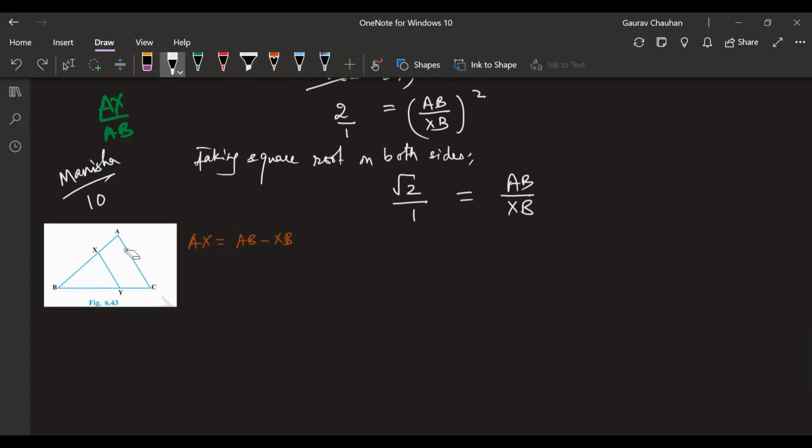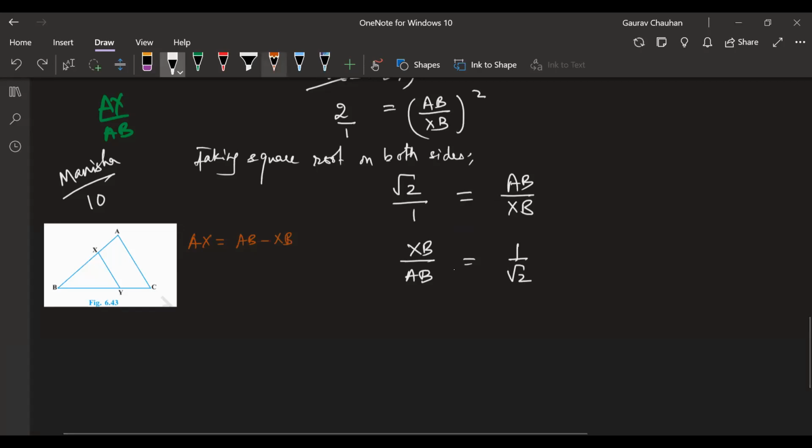First I'm going to take reciprocals on both sides, or you can think of it as cross multiplying. So I'll get XB by AB is equal to 1 by root 2. Everyone okay with this step? Very good, yes, you're right. What I've done is I've brought AB here, XB there, root 2 there and 1 there. XB by AB is equal to 1 by root 2.